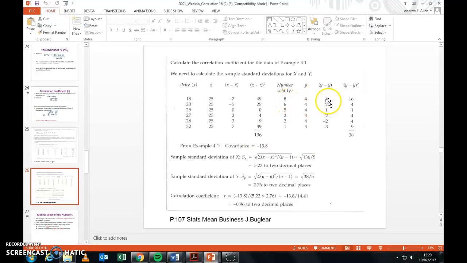So we know we've got 4 squared gives you positive 16, 2 squared gives you positive 4, and so on for each one as you go down. And again, you sum all these figures to give you 38.